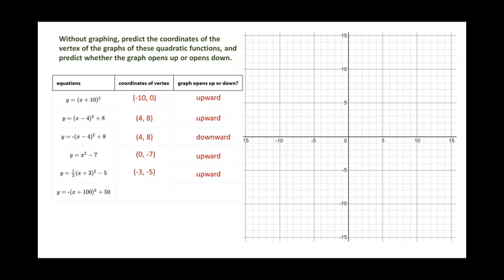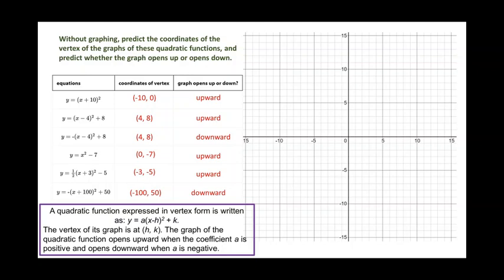And this last one, no matter how big the numbers get, the rules stay the same. So even though it's x plus 100, it still works the same way, that -100 will be the x coordinate of the vertex. This plus 50 will mean that 50 is the y coordinate of the vertex, and the fact that there's a negative leading coefficient, or a negative a value, is going to mean that it opens downward.